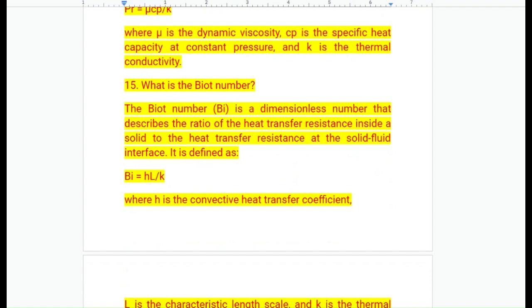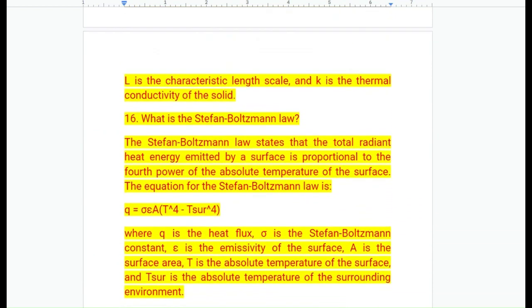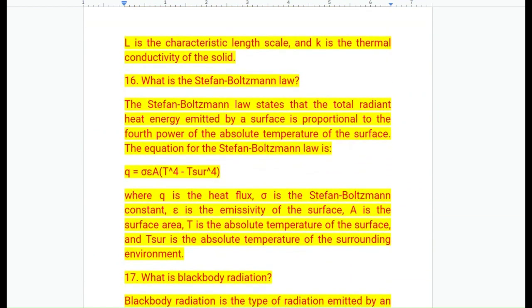15. What is the Biot number? The Biot number, Bi, is a dimensionless number that describes the ratio of the heat transfer resistance inside a solid to the heat transfer resistance at the solid-fluid interface. It is defined as Bi = hL/k, where h is the convective heat transfer coefficient, L is the characteristic length scale, and k is the thermal conductivity of the solid.